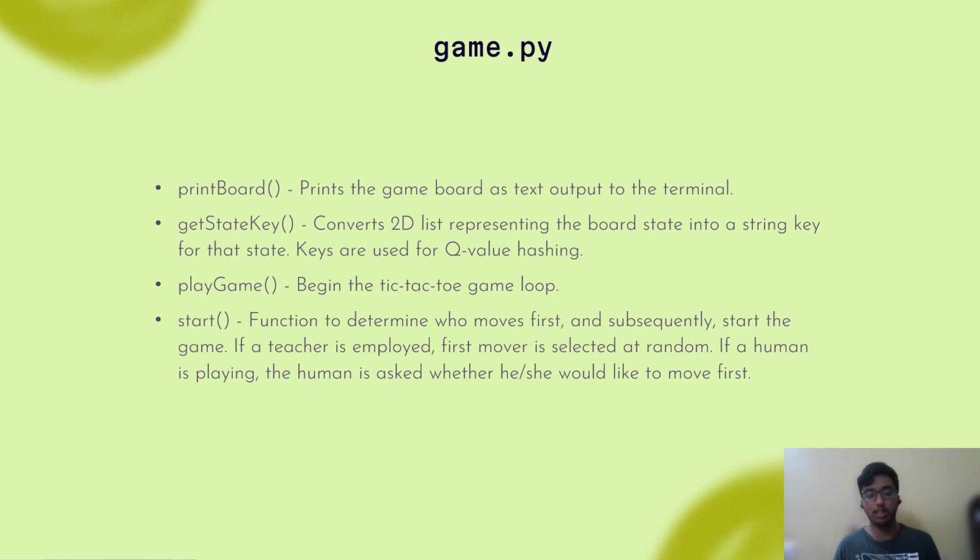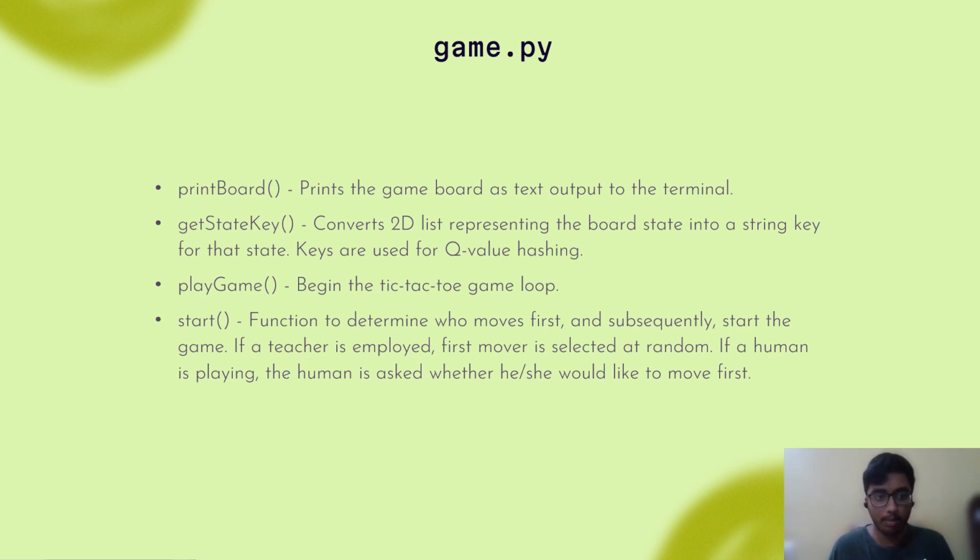The next function is the print board. This basically prints the board into the terminal, so the human user can see the board. Then there is the get state key. What this function does is it converts the 2D list. The board is, as I told before, a list of lists. It's a 2D list, and this converts it into a string. So every row is appended to the end, and then it's all converted into a string.